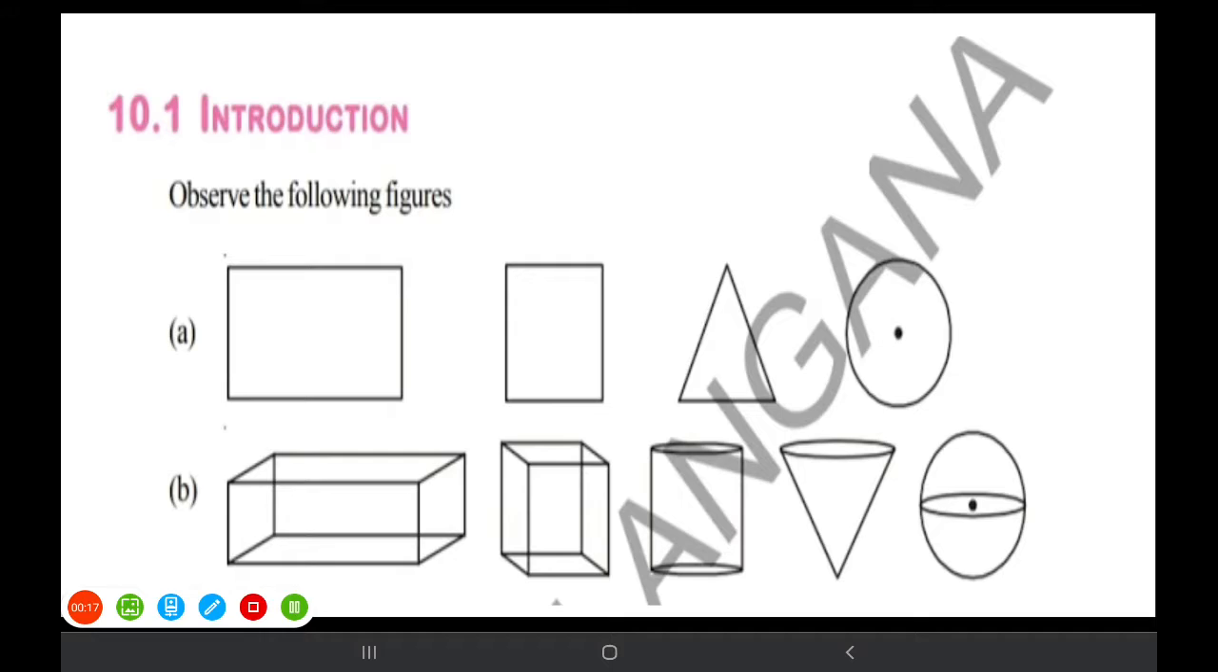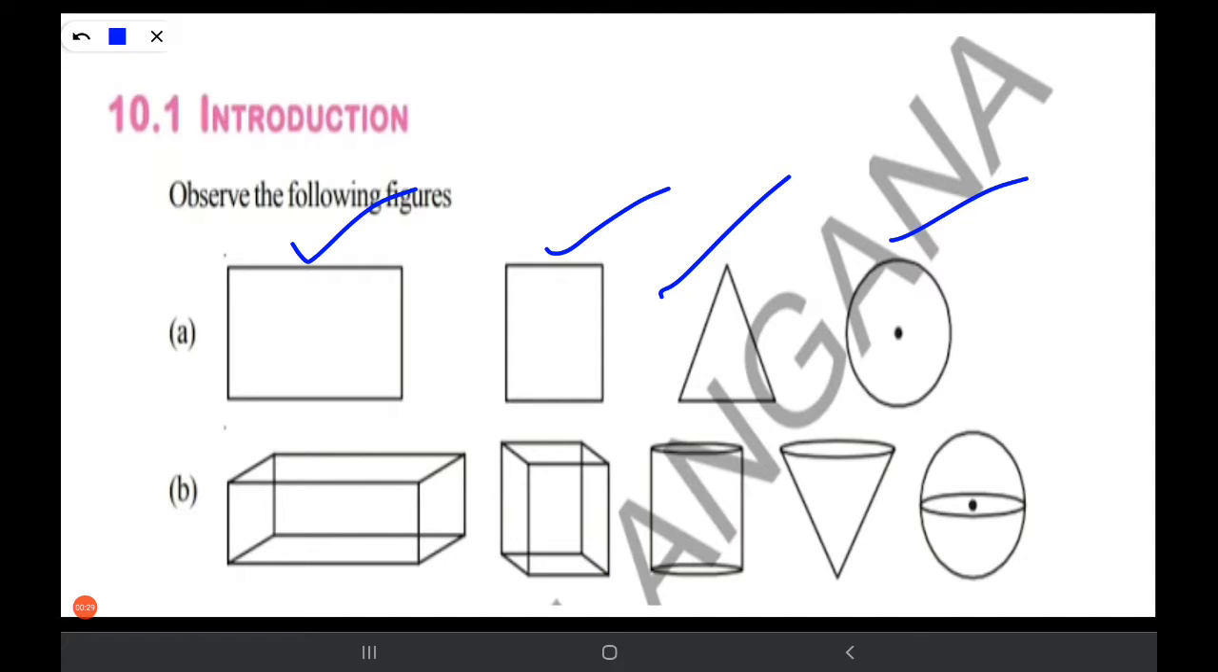So look here, some figures are given. A rectangle, this is also a rectangle, a triangle and a circle. Then cuboid and cuboid, cylinder, cone. This is a sphere. What is the difference between A and B here?